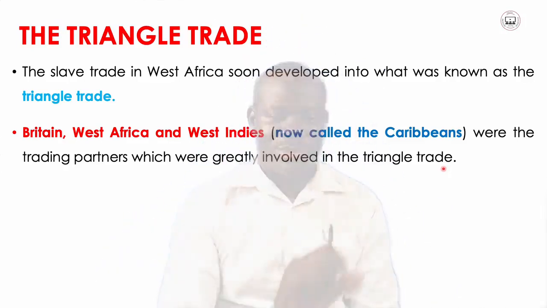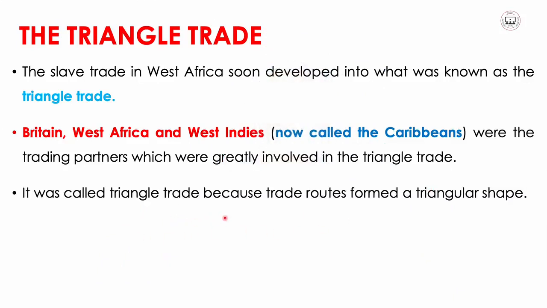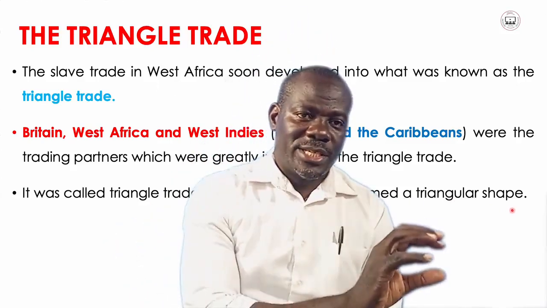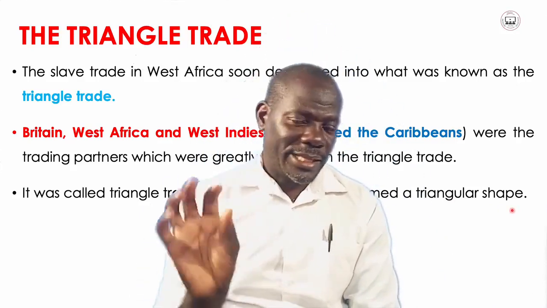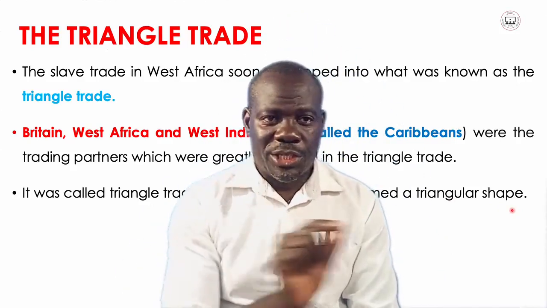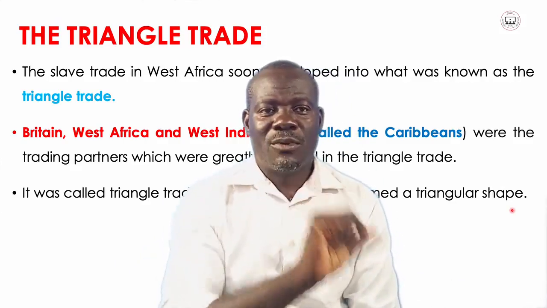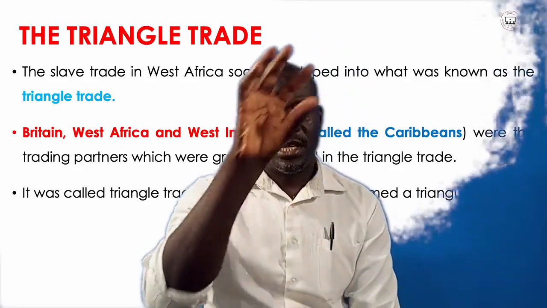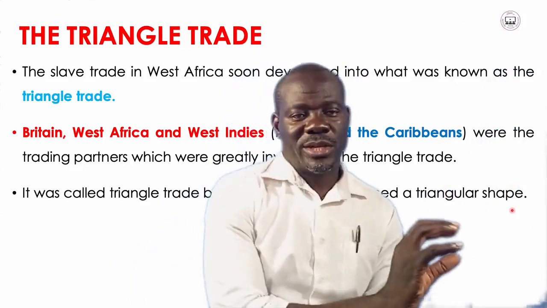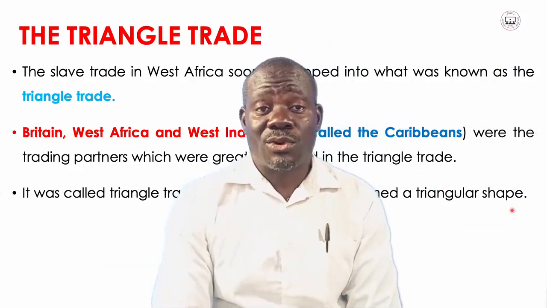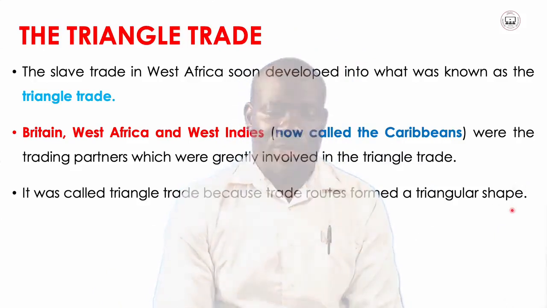It was called a triangle trade because the trade routes formed a triangular shape. Just as I said, from Britain to West Africa to West Indies, then back home. So because of the shape of the route, how those traders were moving from home in Britain, coming to West Africa, going to West Indies, and back home, that's why it was called the triangle trade.